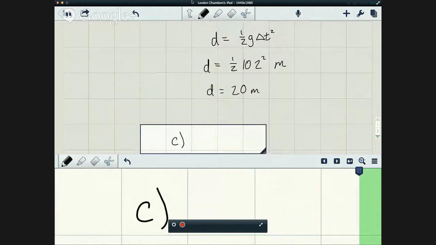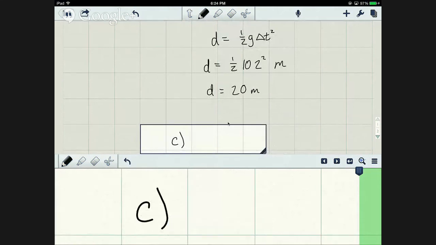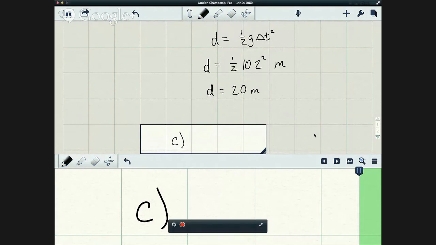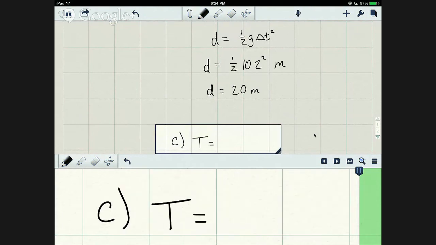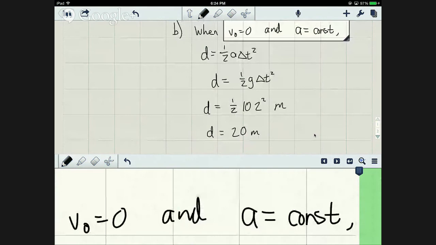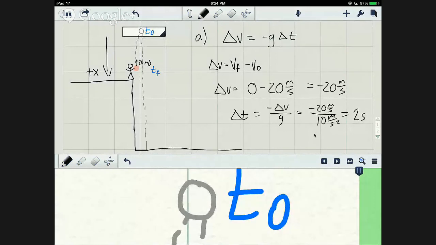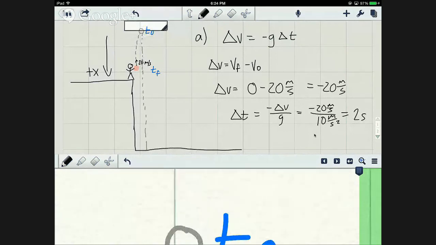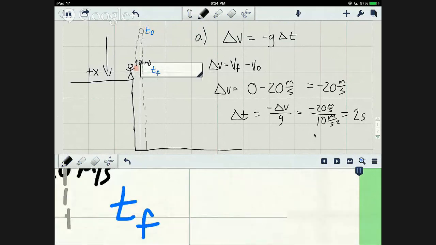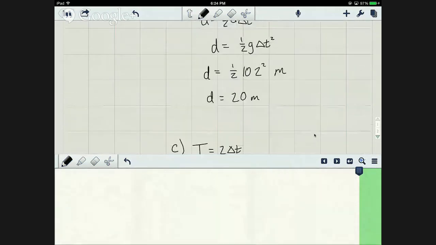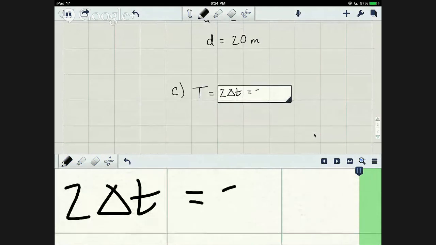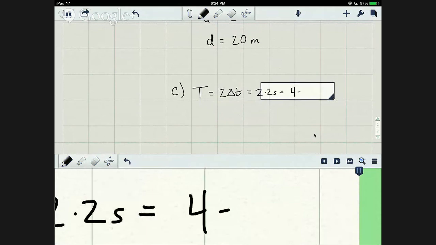So part C is, at what time does the ball return to its position at which the man threw the ball initially? Well, that time, my friends, is 2 times delta T. The amount of time to go half that trajectory from the initial throw to the top is one amount of time, and then getting from the top back down to T final is double that time. So T is 2 times 2 seconds, which is equal to 4 seconds.